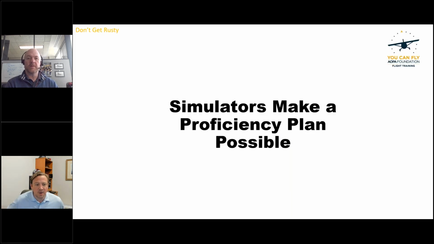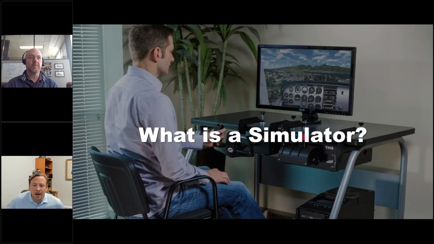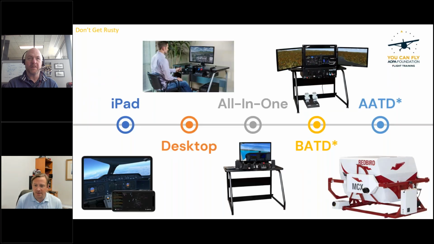So when we talk about a simulator, what is a simulator? There's a range, and obviously I'm biased. I sell simulators for a living. My paycheck relies on people buying our products, but I'm also realistic and a pilot, and I use pretty much the whole range of these. So if you go to the next slide, on the kind of what we call low end, you have the iPad. On the high end of the things we're going to talk about, you have what's called an AATD, and we'll talk about a BATD and an AATD and what those mean.